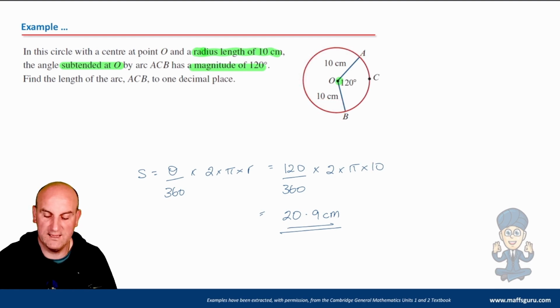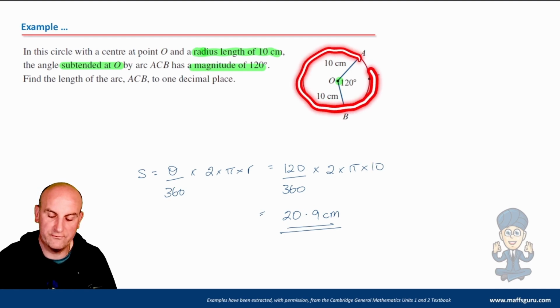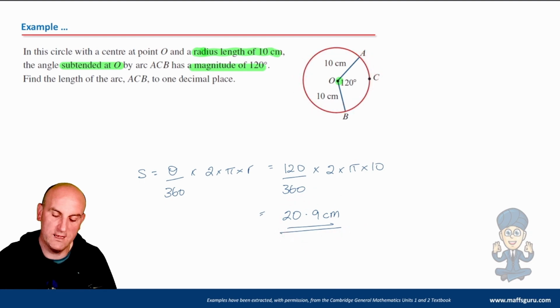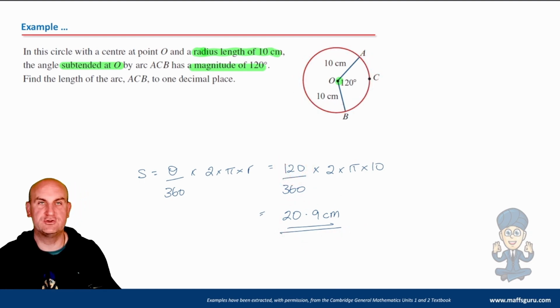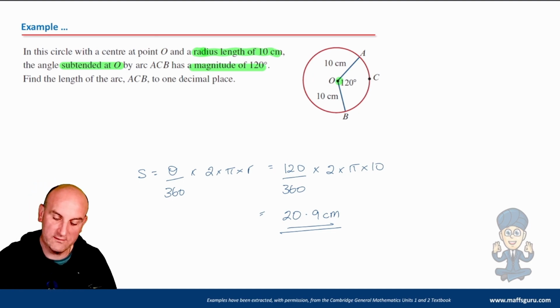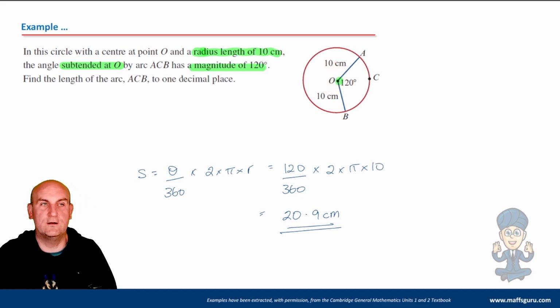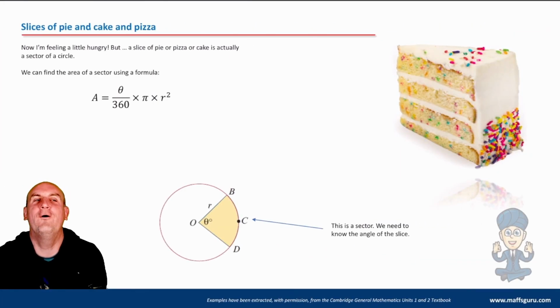Well, there's two ways of doing it. I could find the whole circumference now and take away 20.9. Or I could use the same formula and this time just have that angle there as 240 degrees. You're going to say, why 240 degrees? Well, if this is 120 and they all add up to 360, that there would be 240. So there's lots of ways of thinking about these questions.